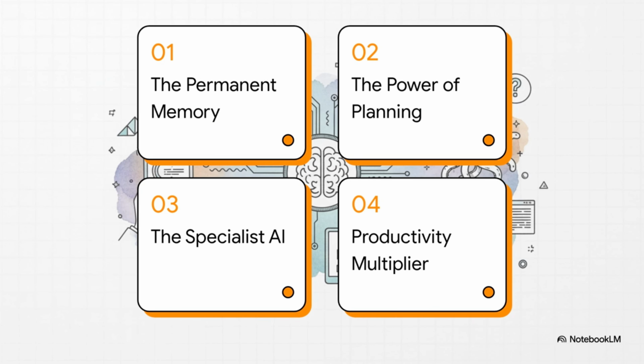Here's the game plan for today. We're going to cover 4 game-changing techniques. First, giving Claude a permanent memory. Then, using the power of planning. After that, building your own specialist AIs. And finally, we'll multiply your productivity with parallel work streams.